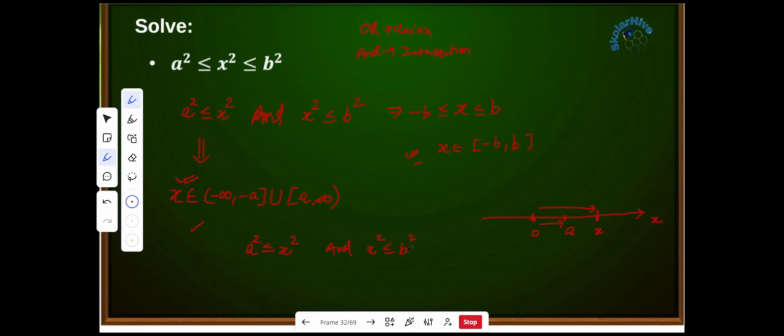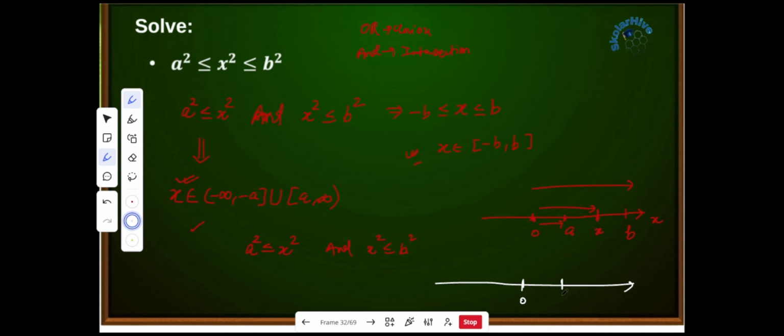The same here, we have b square greater than x square, meaning the distance of this point b is much bigger than the distance of x from origin, so b is somewhere over here, right? So by looking at this, we can just draw these intervals on the number line and get the common region. If we are trying to write the numbers on the number line, here this is origin.